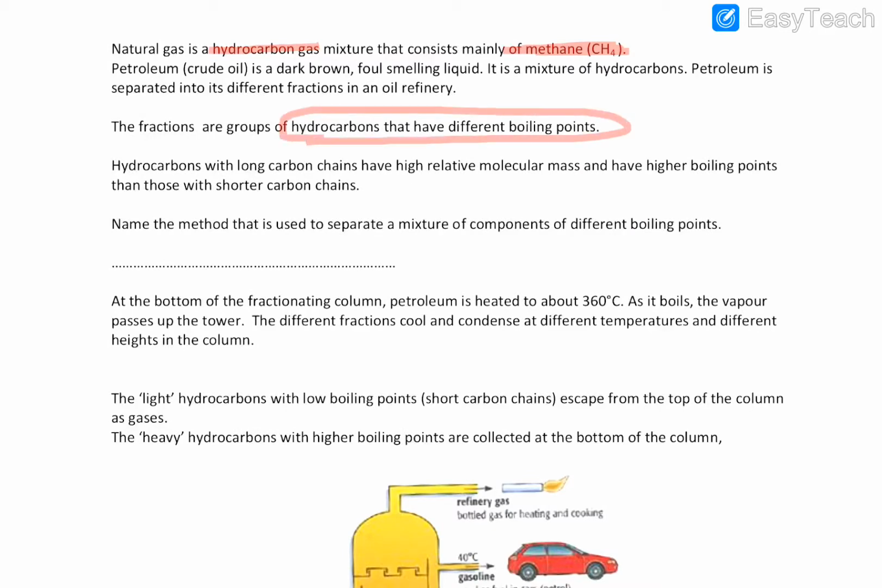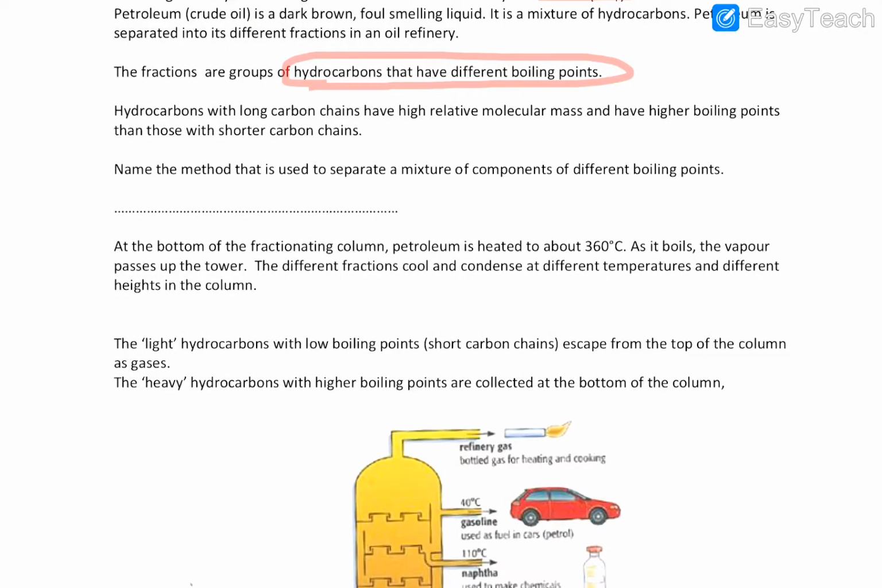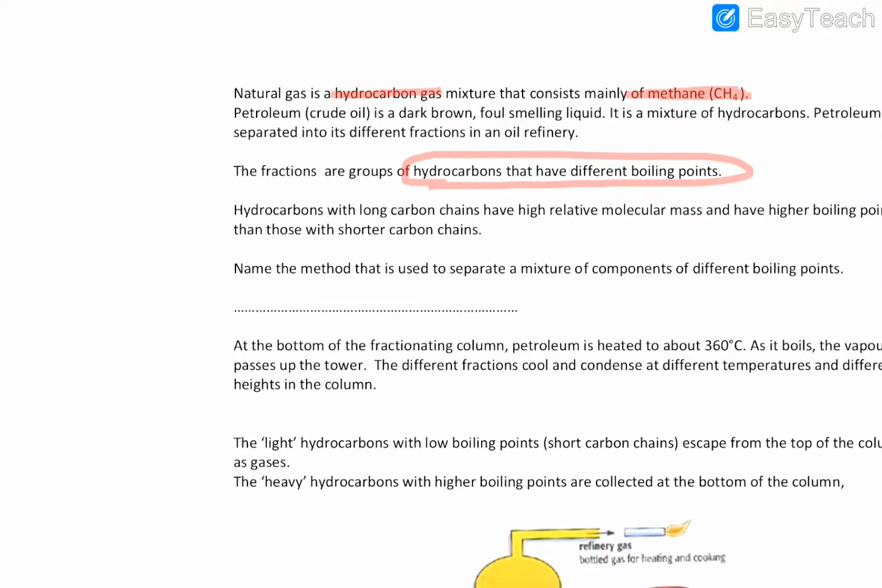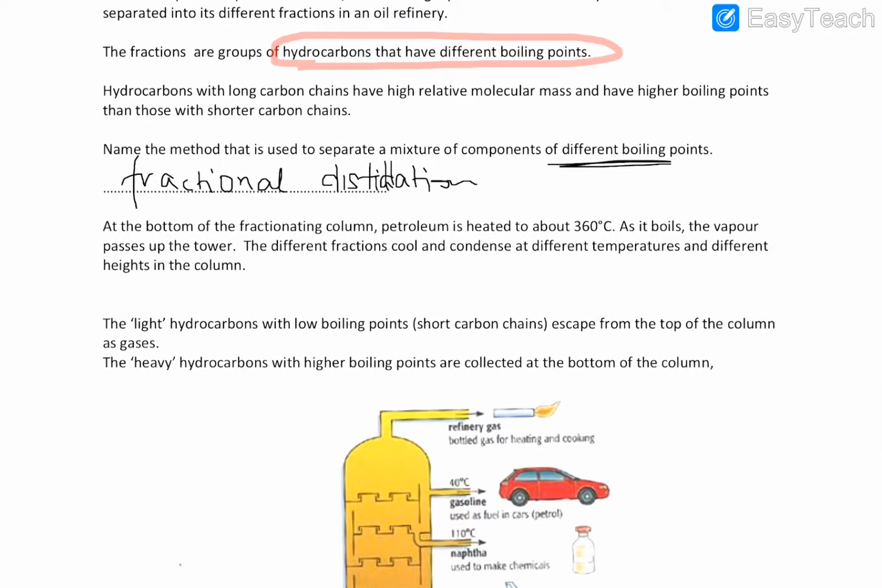This is why we use fractional distillation to separate them. The method that is used is fractional distillation, which is used to separate substances of different boiling points. And these boiling points actually are kind of close to each other. So that's why we use fractional distillation rather than simple distillation.